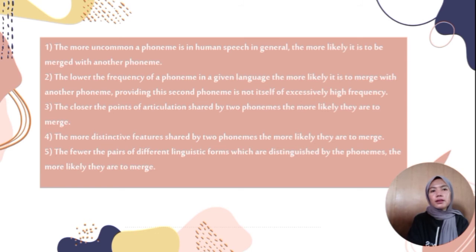The closer the point of articulation shared by two phonemes, the more likely they are to merge. The more distinct features shared by two phonemes, the more likely they are to merge. The last one: the fewer the pairs of different linguistic forms which are distinguished by the phonemes, the more likely they are to merge.